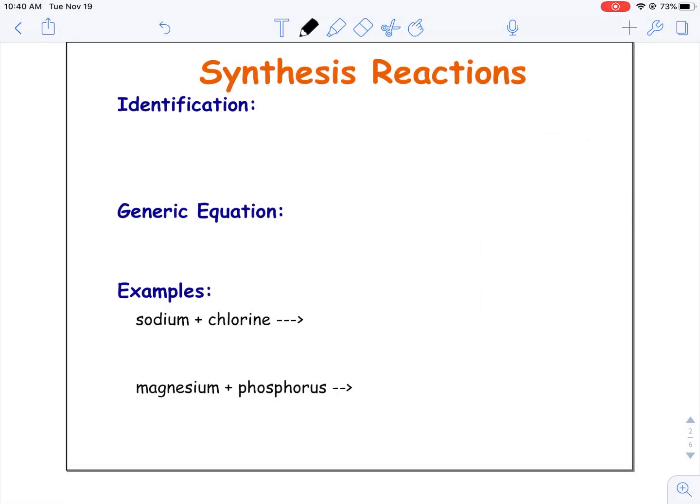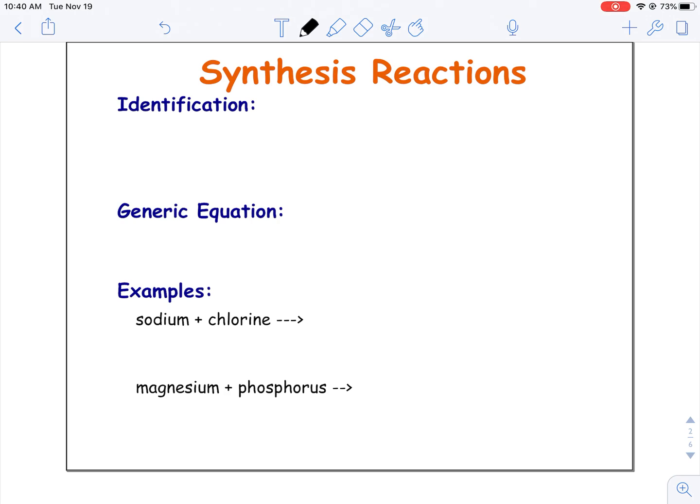In this screencast, I will be teaching you about the different types of reactions. In this class, you will have to be able to identify the type of reaction based on the reactants. You'll have to be able to predict the products and then write and balance a formula equation.